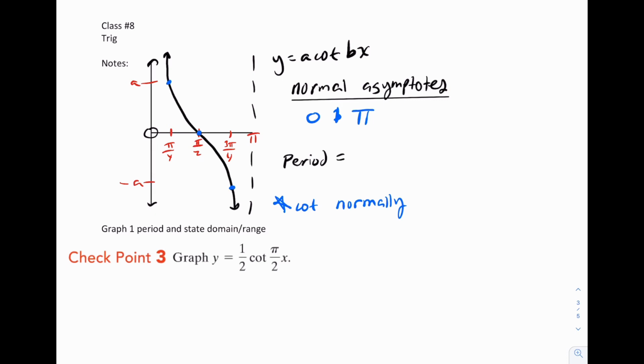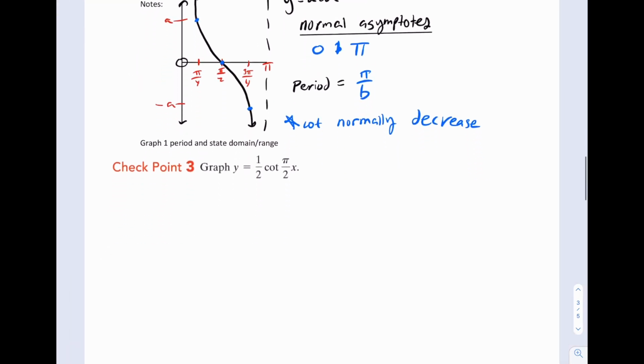The period formula is the same as a tan. It's simply pi over b. And think about if tan normally increases, cotan is the reciprocal, which means cotan will normally decrease. And that's all we really need for now. So let's do a couple graphs here.